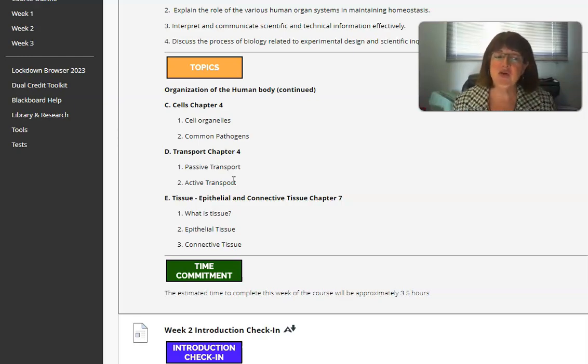Then we started the unit on tissues. There are 4 types of tissues. We covered 2 this week and then 2 next week. They're muscles and nerves. There's whole units on those, so that's just an introduction.